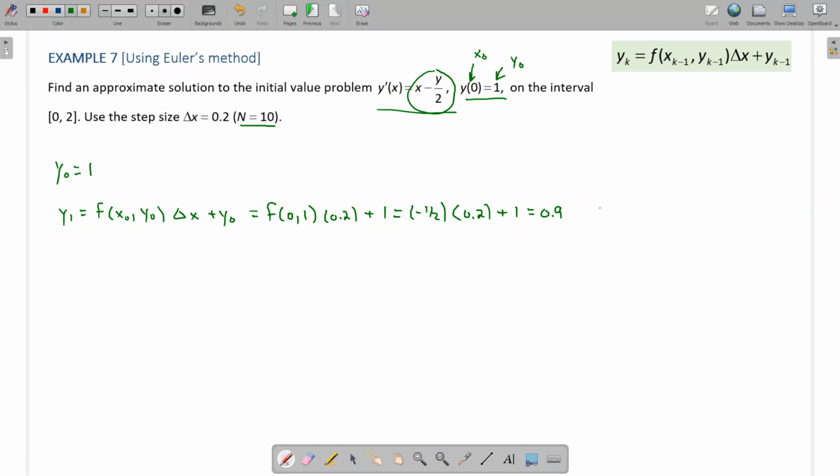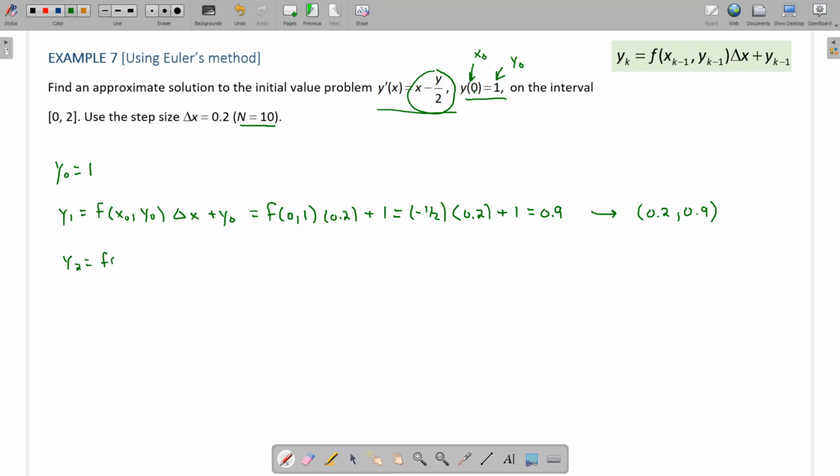Technically, this corresponds to an ordered pair. We're adding delta x to our original, so the x would be 0.2 because we started at 0. So the next x value would be 0.2 and the y value would be 0.9. All right, let's do the next one.